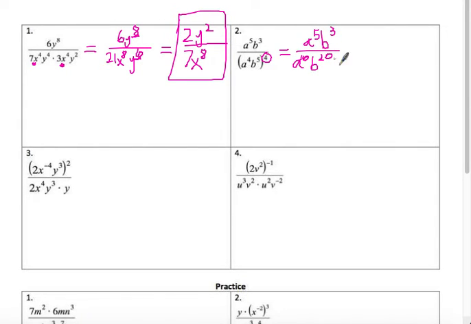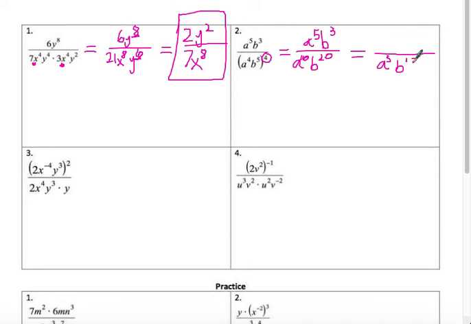And now we can simplify from the numerator to the denominator. So I have a to the 5th in the numerator, a to the 10th in the denominator. So 5 minus 10 would be a negative 5. So that means I'm going to have a to the 5th in the denominator. And then b to the 3rd divided by b to the 20th would be, so 3 minus 20 would be a negative 17. So since it's negative, I'm going to put it in the denominator.